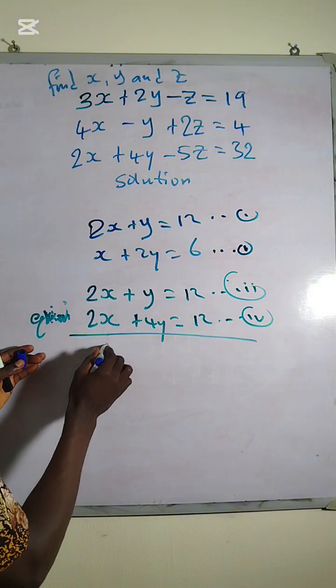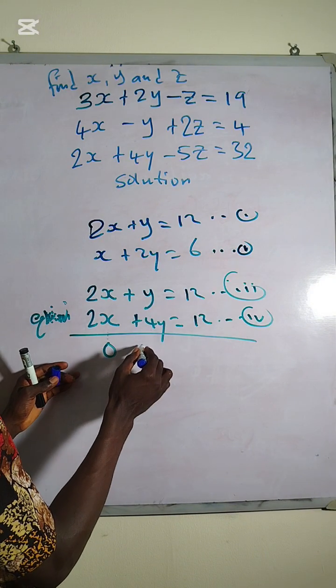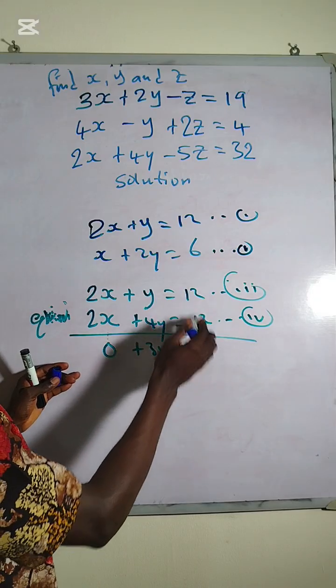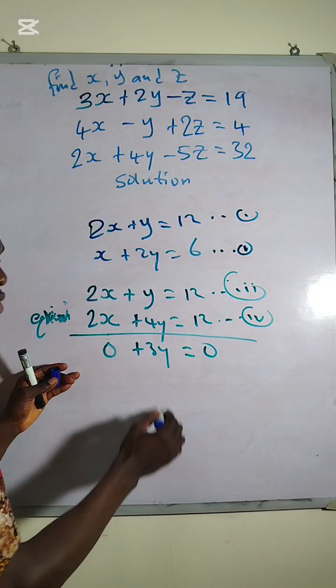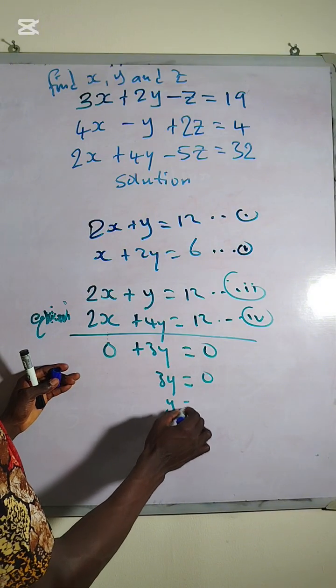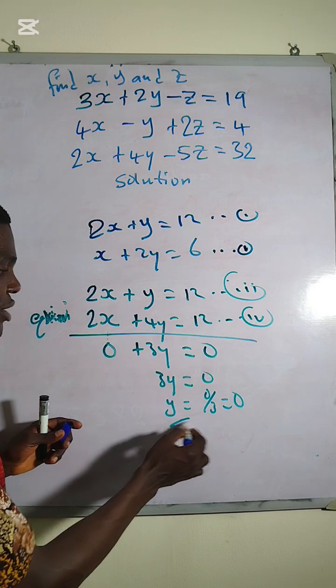This minus this will give me 0. Am I correct? 4y minus y will give me what? That would be 3y. Are we fine? Then 12 minus 12 is 0. So I'm having that 3y is equal to 0. That means y is equal to 0 divided by 3, which is 0. So y is equal to 0.